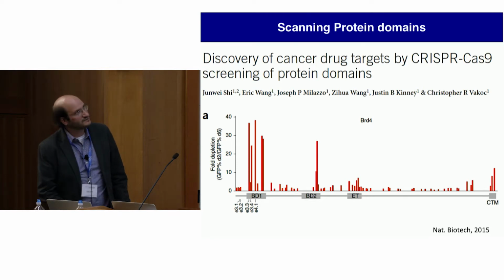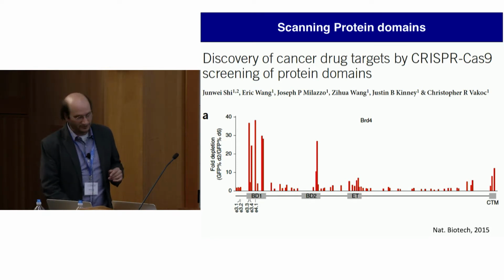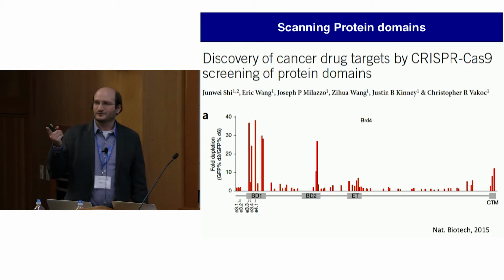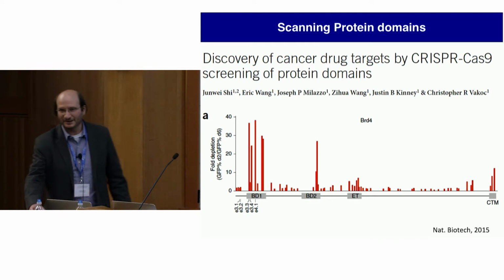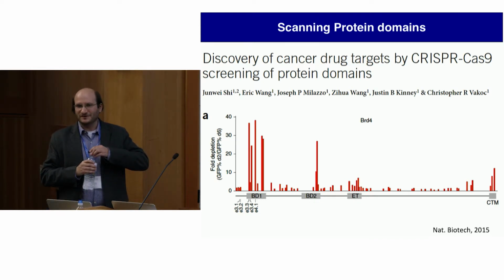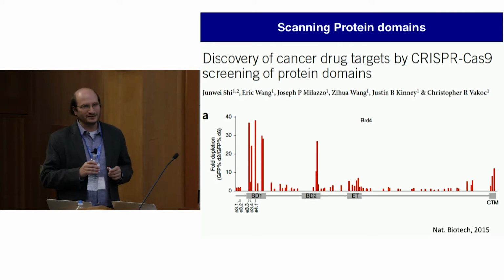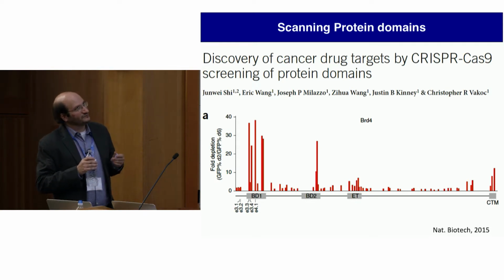So this is an example of a screen in which they were scanning the protein coding region. This is to get at the question that was asked earlier: how would you design a guide RNA that was especially bad? In this case, they were actually looking at the opposite effect. How would you design a guide RNA that was especially good for targeting this chromatin modifier, BRD4?